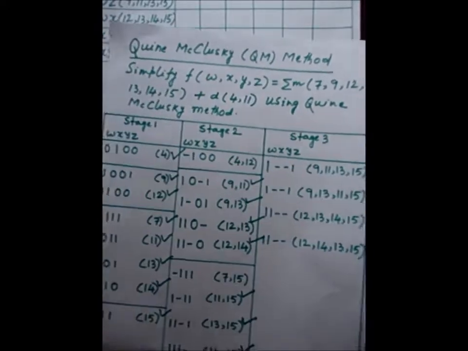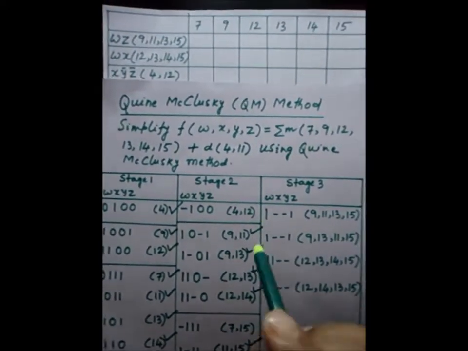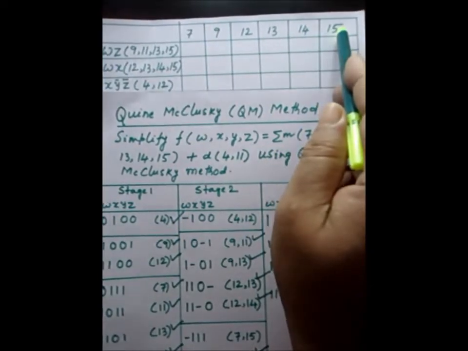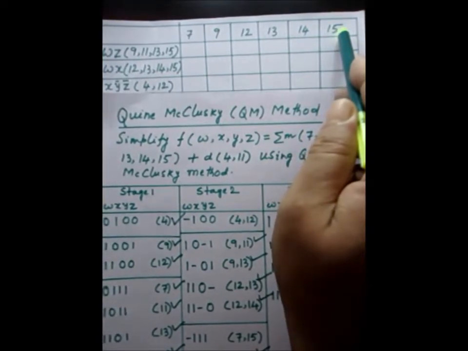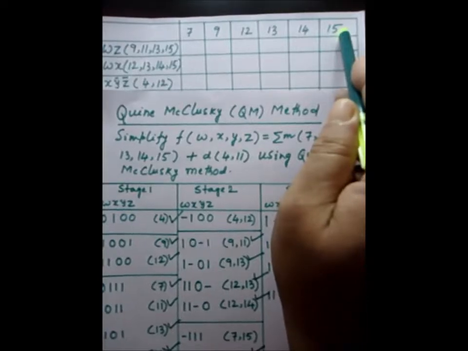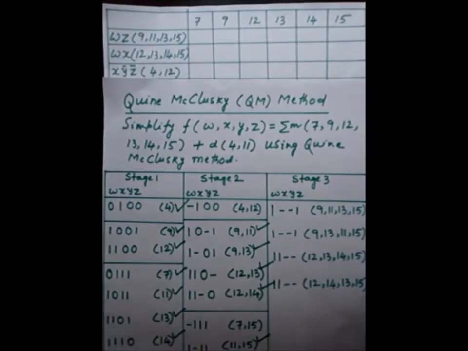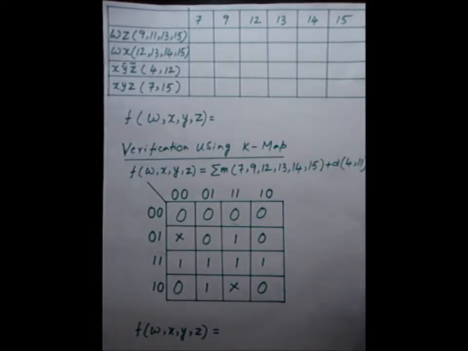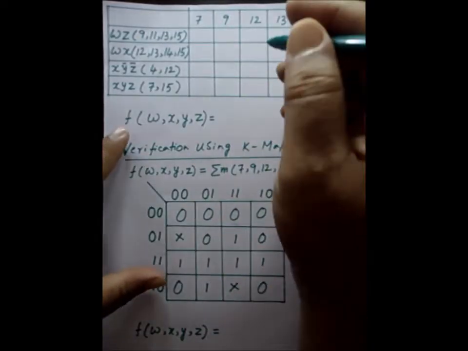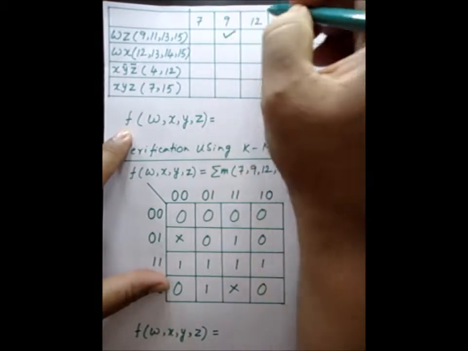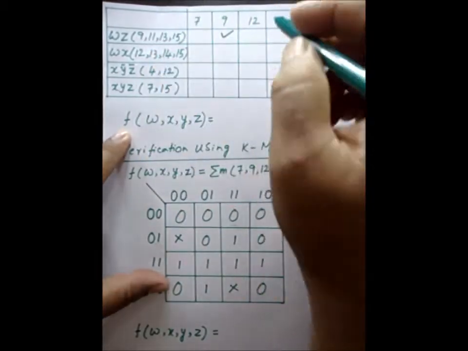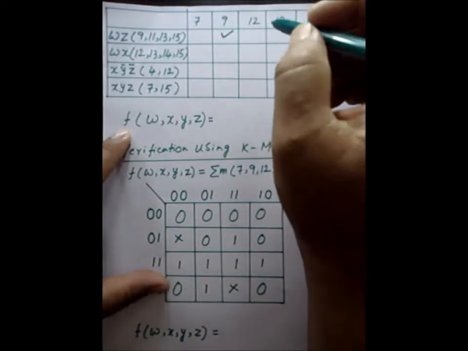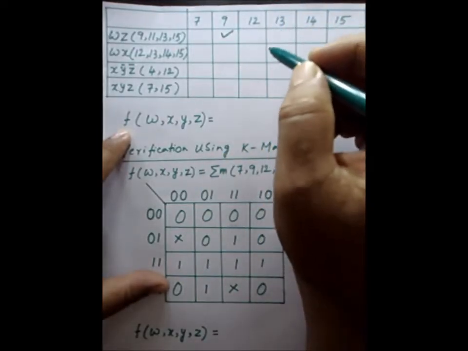Here it is very important that the don't cares we have should not be included. That is the main difference. Don't care should not get in. After that, we put tick marks. Therefore, this is 9. This is the 9. 11 is your don't care. We have not included it. Therefore, 9.